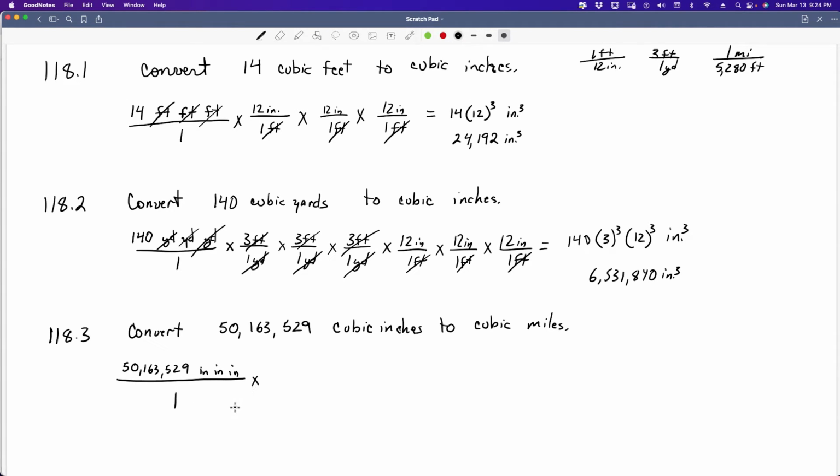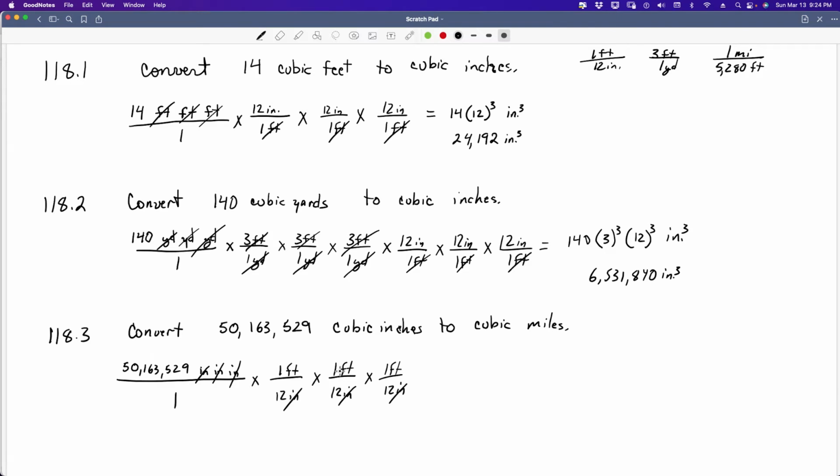And now we're going to go from inches to feet to miles. So we have inches in the top, so we need to put inches in the bottom. So we're going to put 1 foot is 12 inches. That cancels the first one. Times 1 foot over 12 inches, that cancels the second one. Times 1 foot over 12 inches, that cancels the final inch.